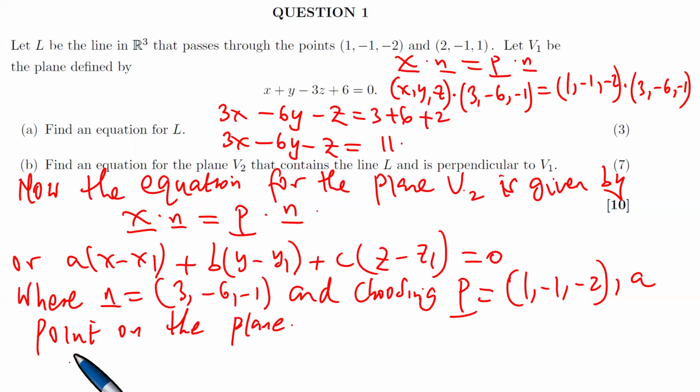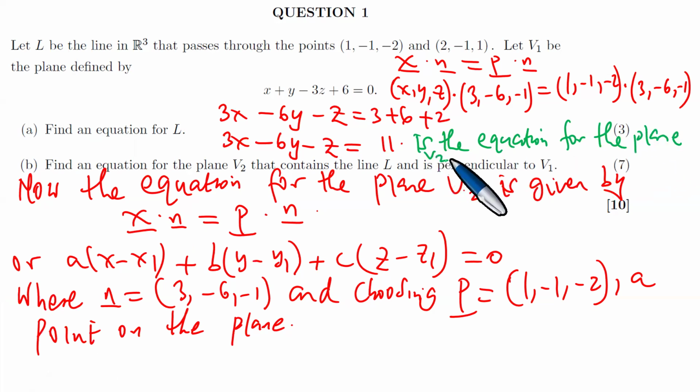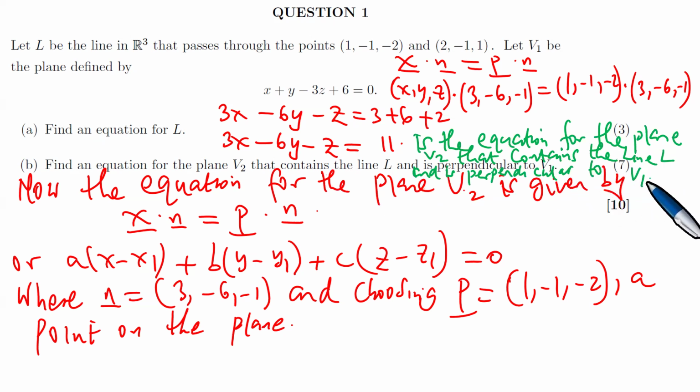So is that the equation for the plane V2? Because that was the question: find an equation for the plane V2 that contains the line L and is perpendicular to V1. This is the answer to question: 3x minus 6y minus z equals 11. Just take note of that.